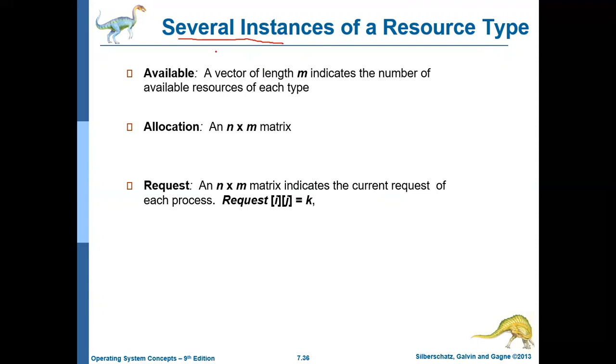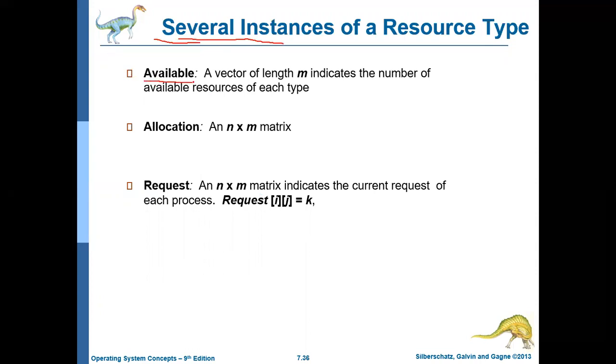When there is more than one instance of each resource type, how can we detect deadlock? Okay. See, this algorithm is very simple. It is very similar to the safety algorithm or the banker's algorithm, which we have discussed. It is very similar with a slight difference. Okay. Here also we maintain one vector and two matrices.